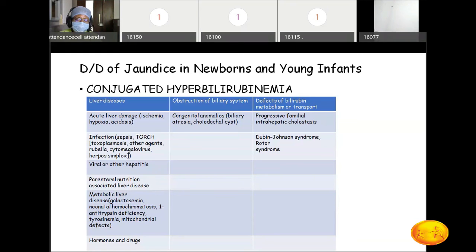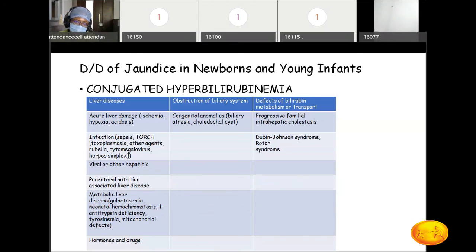The first column that we're seeing: conjugated hyperbilirubinemia due to hepatocellular injury or due to liver diseases. You can get acute liver damage. Suppose the child had HIE, did not cry immediately after birth, required a lot of resuscitation, has landed up with hypoxia, ischemia, is having some acidosis. It's going to affect all organs: your heart, your liver, your kidneys, and the liver damage is going to result in some rise in your direct bilirubin. So that is one cause.